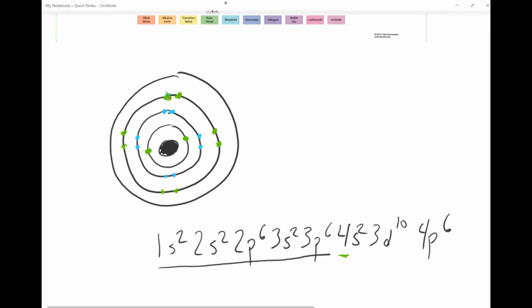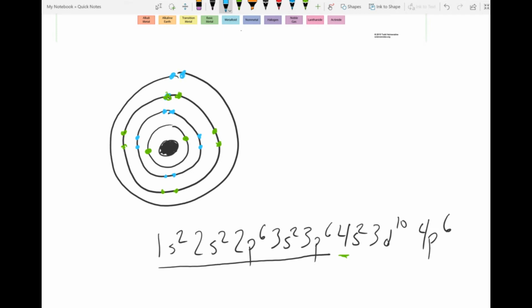And then you have, so far, again, 2 electrons because 4s2. So I'm going to go ahead and put that pair there. So there you go, 4s2.